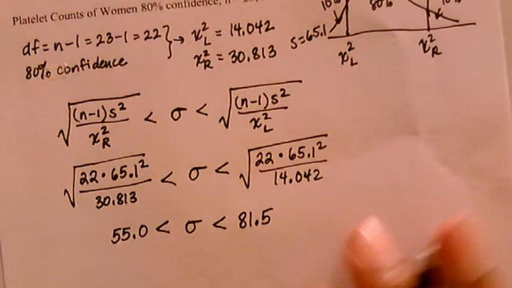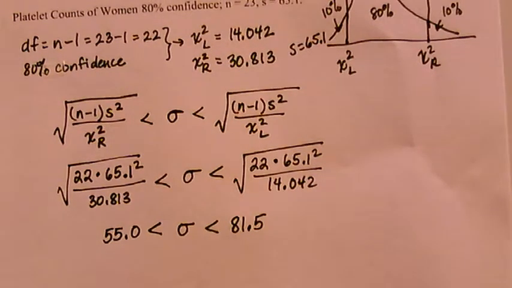So this is your confidence interval estimate for a population standard deviation. If we were to interpret that, we can say that we are 80% confident that the true standard deviation of platelet counts of women is between 55.0 and 81.5.